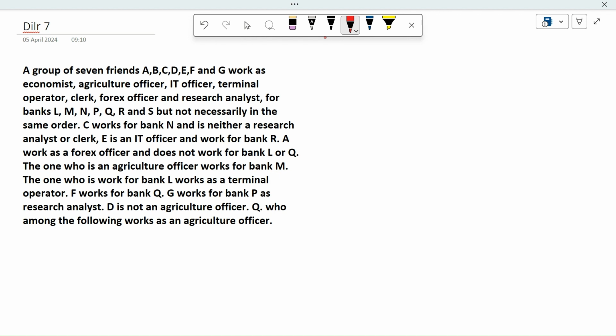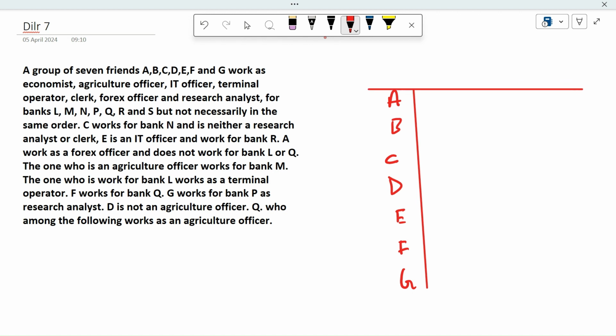So we have this question. I hope everyone understands how such a question can be solved. So here we will have people. These are the friends, and now we need to find their work and their bank, the bank in which they work. So now let's plot it.